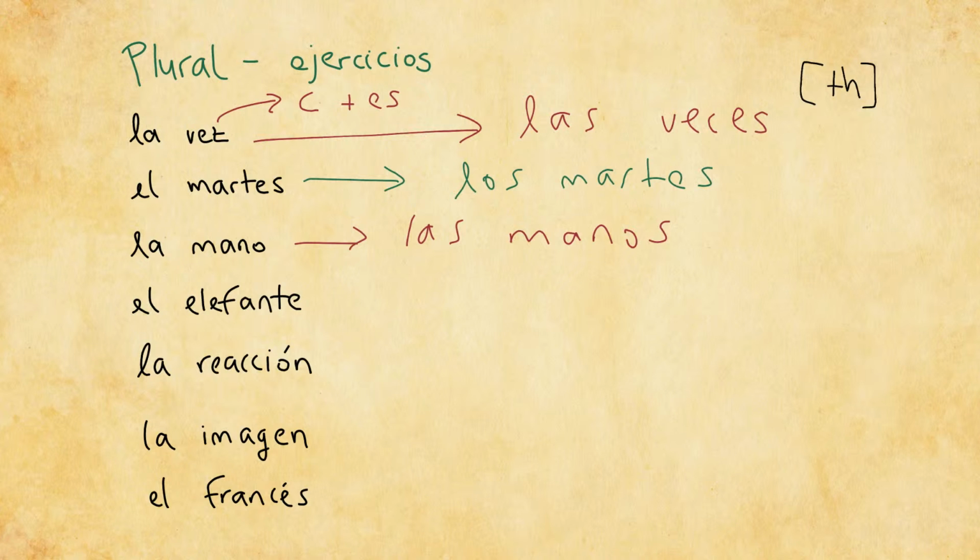The other word, el elefante, which you probably have thought yourself means elephant, is also the same case. So it is a word that ends with an unaccented vowel. So the only thing we do is change this to the plural form and we add an S to the end. So el elefante, los elefantes.